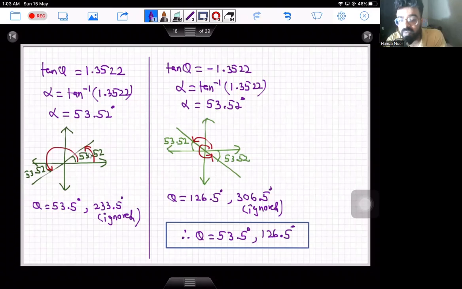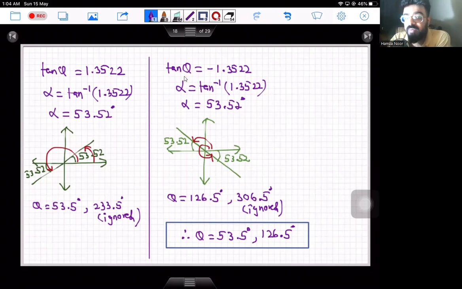So one possible value of theta would be 53.5. And since we are giving the angles in degree mode, by default the requirement is correct to 1 decimal place. So you just need to keep the accuracy in your mind until and unless some other accuracy is required. So theta equals 53.5, and the other value, which will be 180 plus 53.52, which will be 233.5, correct to 1 decimal place, that will be ignored.